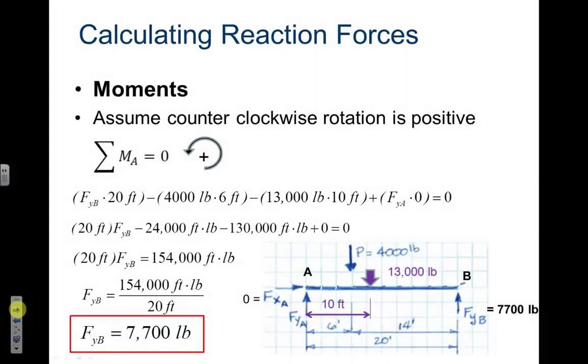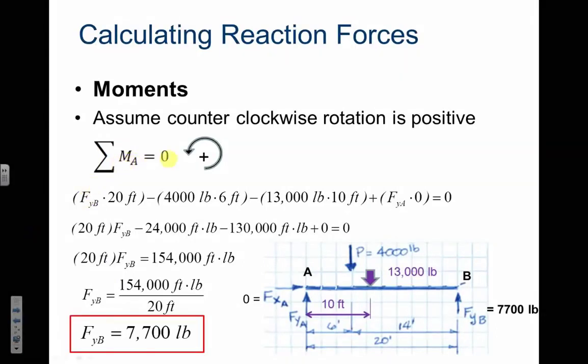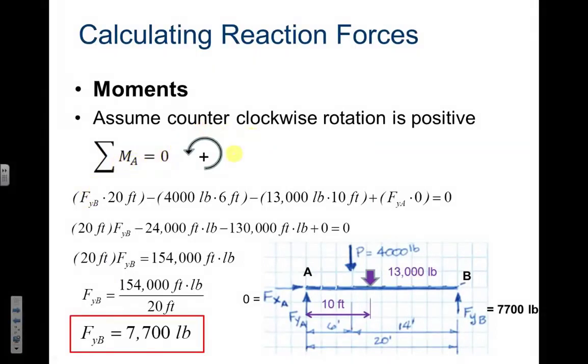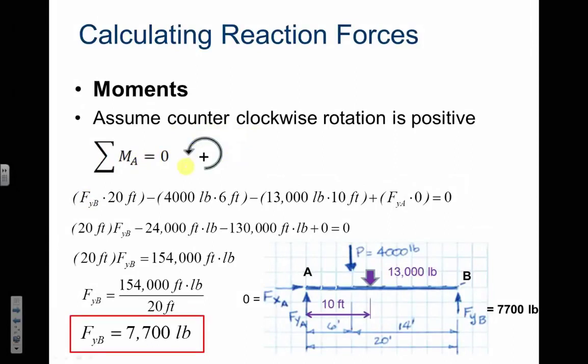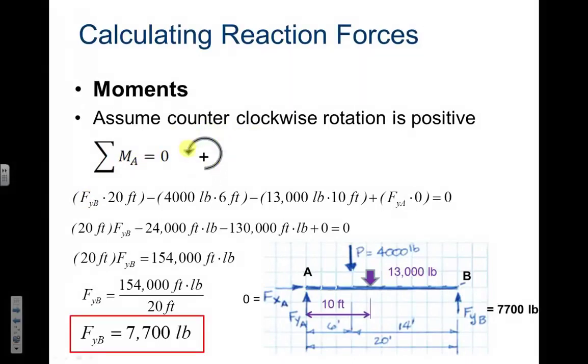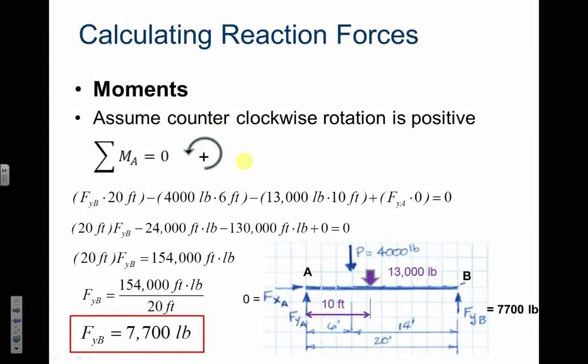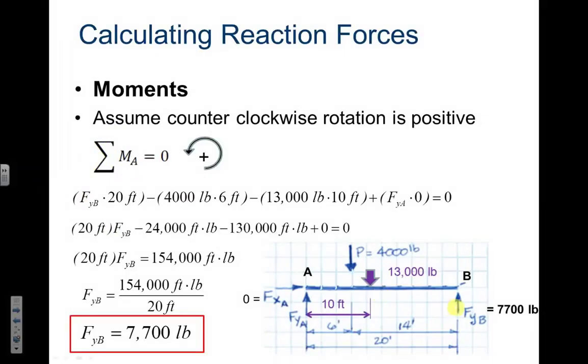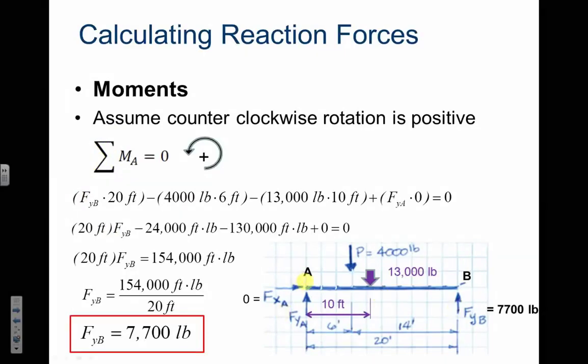So the sum of the moments needs to equal 0. We're going to assume that a counterclockwise rotation is positive. So counterclockwise is positive, clockwise would be negative. What they're doing in this equation right here is they are summing, sigma, they're summing all of the moments. So they happen to start on the right, that's fine. I usually like to start on the left-hand side at the pin connection.